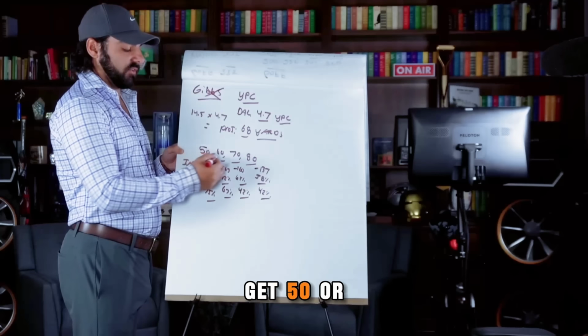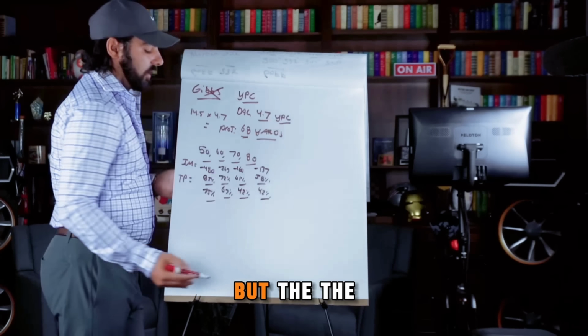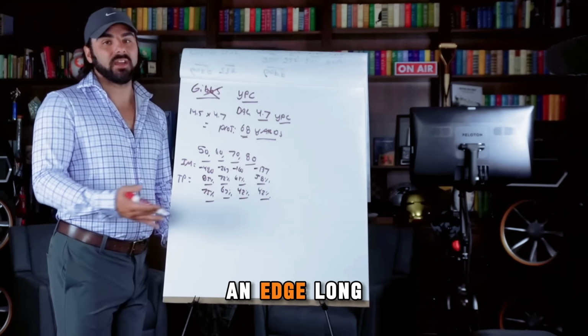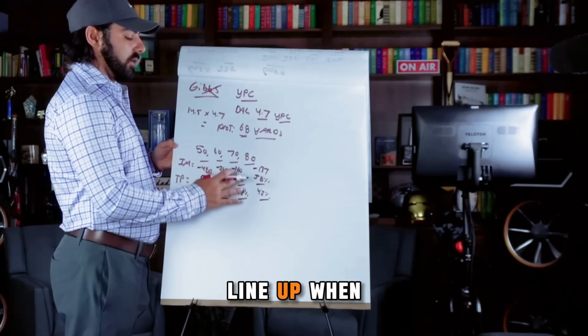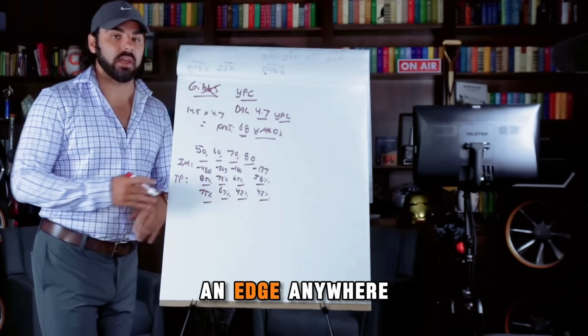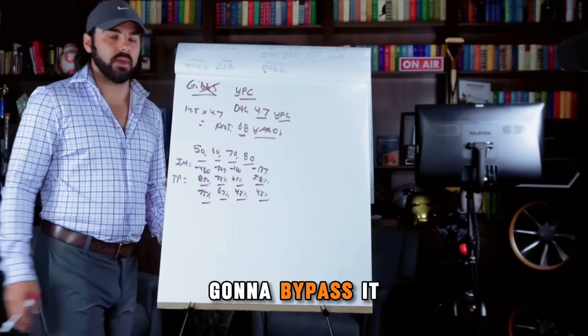Yes, he might be able to get 50 or 60 rushing yards. We have a projection at 68 here, but the numbers just don't line up for an edge long-term wise. So it just doesn't line up. When things don't line up like that, you don't get an edge anywhere correlating with what the odds are. Then you're just going to bypass it completely.